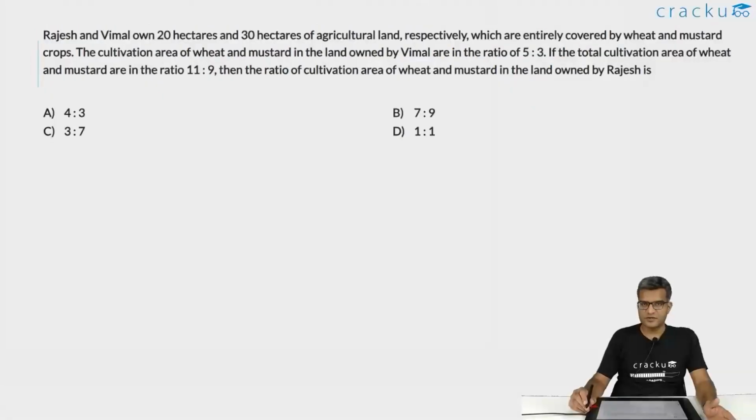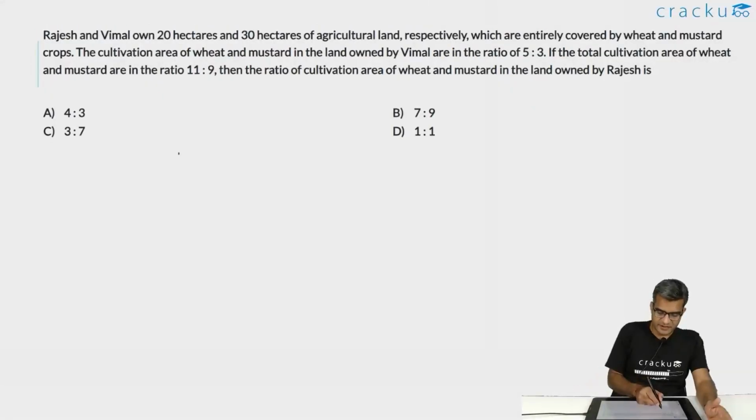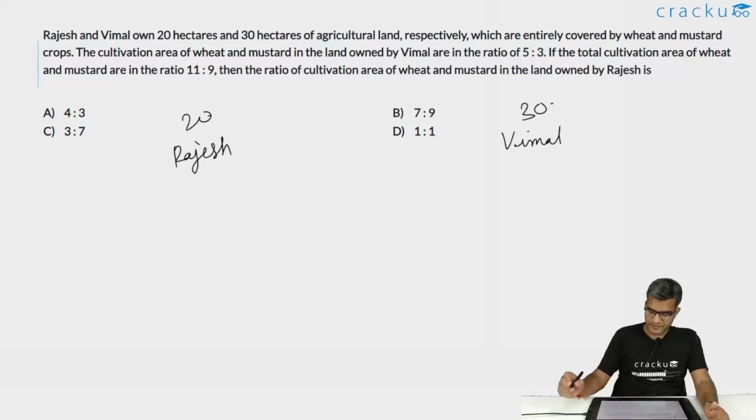In this question, we are told that there are two people, Rajesh and Vimal. So Rajesh has 20 acres. Vimal has 30 acres. Now they are covered completely by wheat and mustard. So Rajesh will have some wheat and he will have some mustard. Vimal also will have some wheat and he will have some mustard.